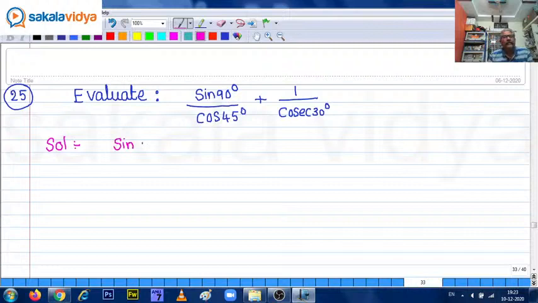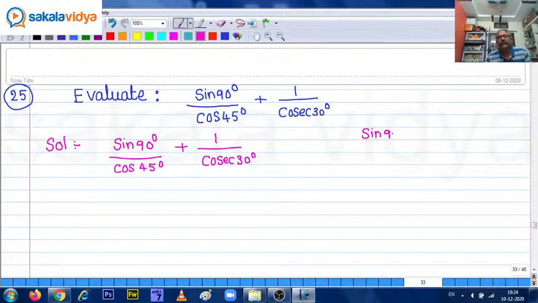Okay, let us solve this problem now. Sine 90 degrees upon cos 45, plus 1 upon cosecant 30 degrees. So first we need to write the sine 90 degrees value. What is the value of sine 90? That is 1.